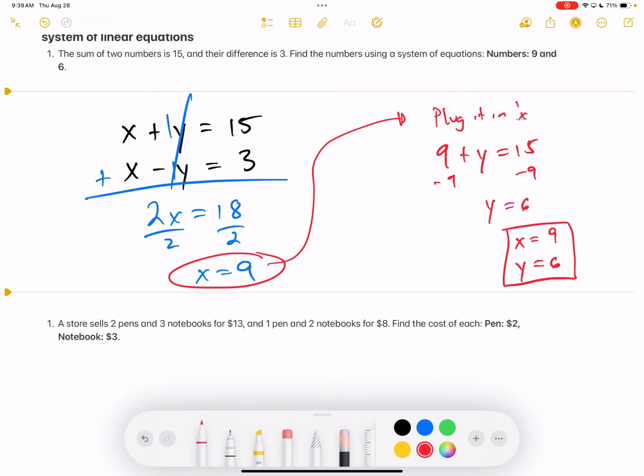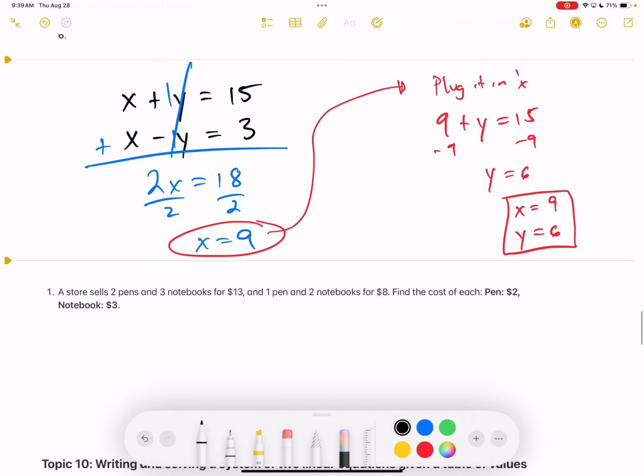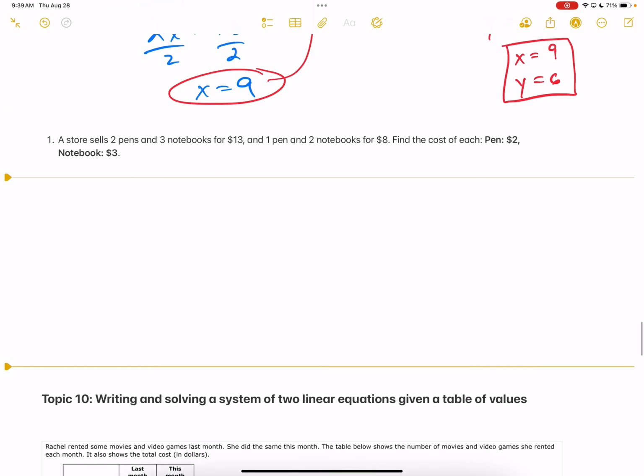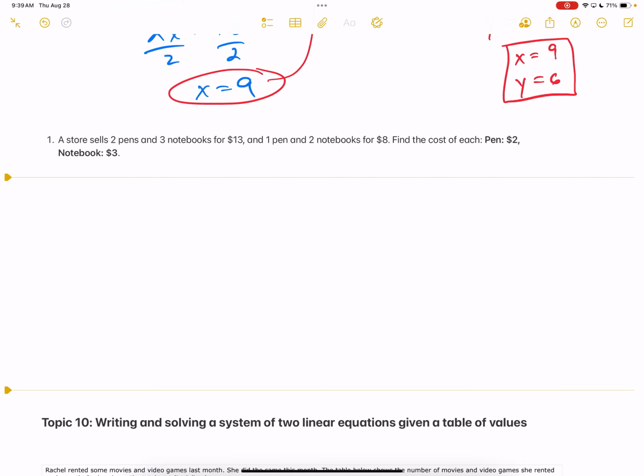The next one's a little tougher, but shouldn't be too bad. They all kind of have the same setup here. All right, this one, a store sells 2 pens and 3 notebooks for $13. So you always just have to define what you're looking at here. So let's make our x be pens and our y be notebooks.